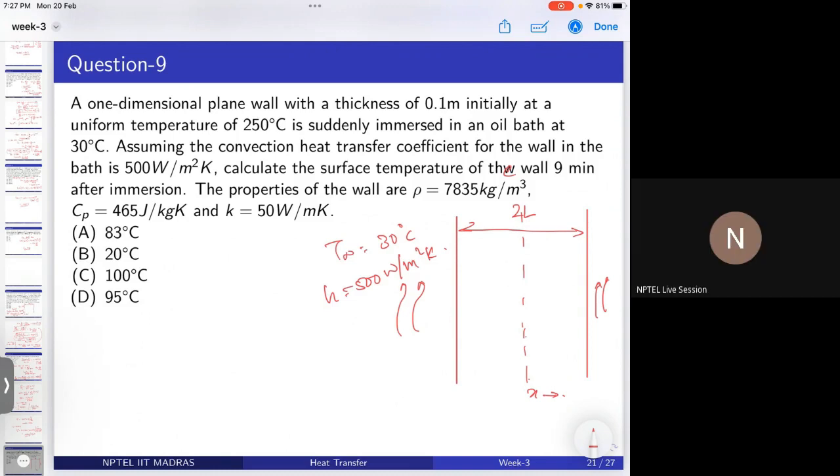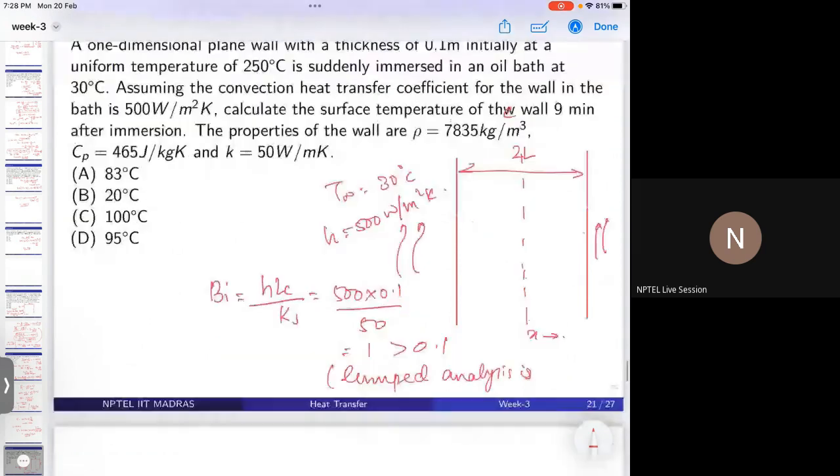The length thickness, you can take the LC as 0.1. It's coming out to be 1, which is greater than 0.1. So we cannot use the lambda analysis here. The lambda analysis is not valid.